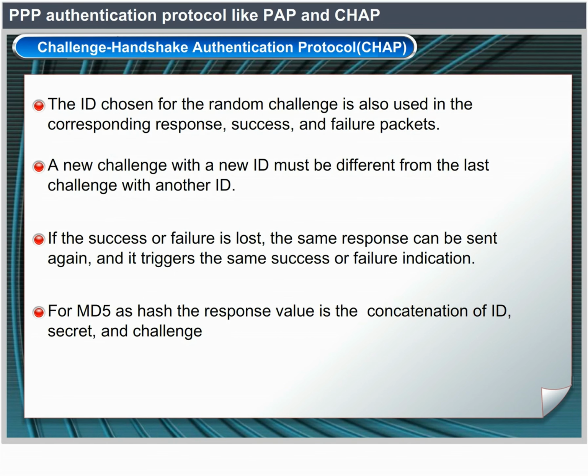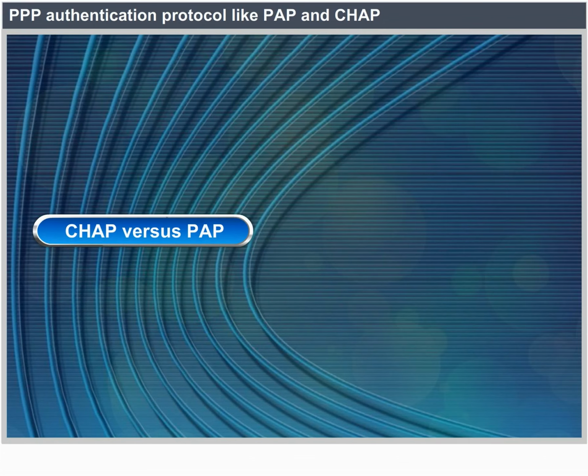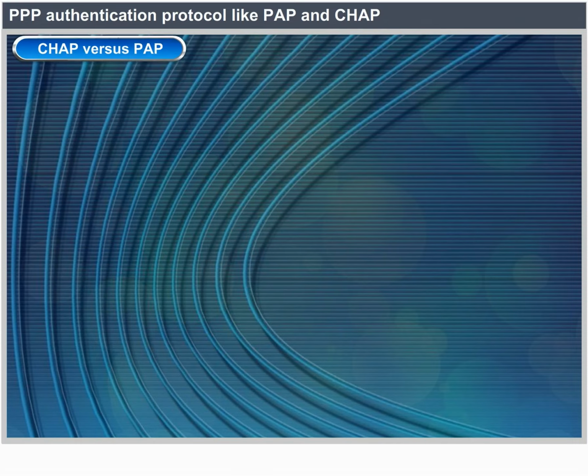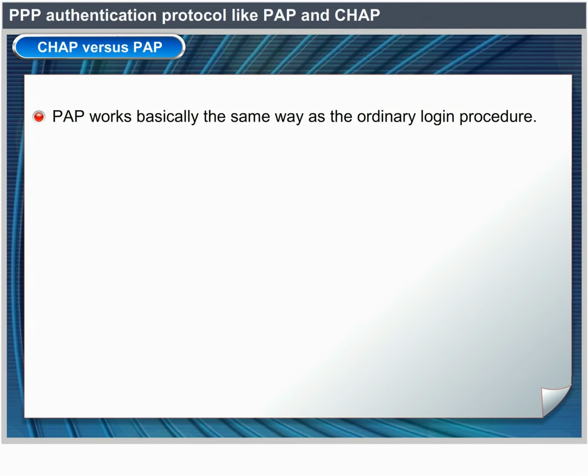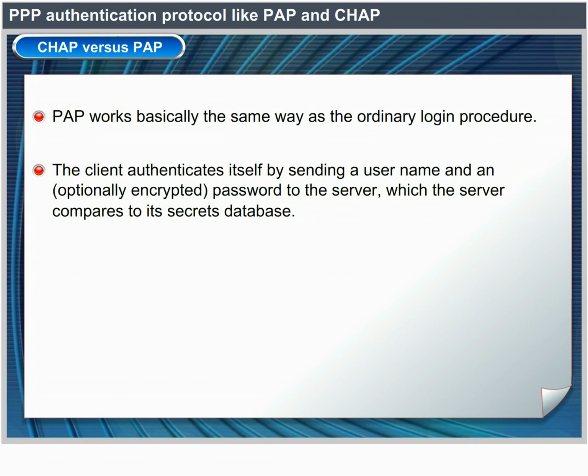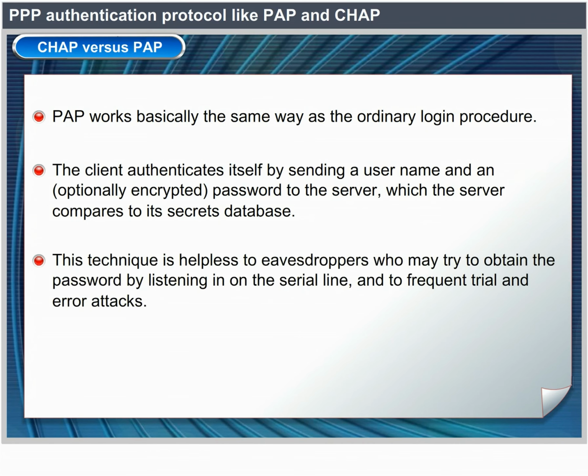CHAP versus PAP. PAP works basically the same way as the normal login procedure. The client authenticates itself by sending a username and an optionally encrypted password to the server, which the server compares to its secrets database. This technique is vulnerable to eavesdroppers who may try to obtain the password by listening in on the serial line and to repeated trial and error attacks. CHAP does not have these deficiencies.